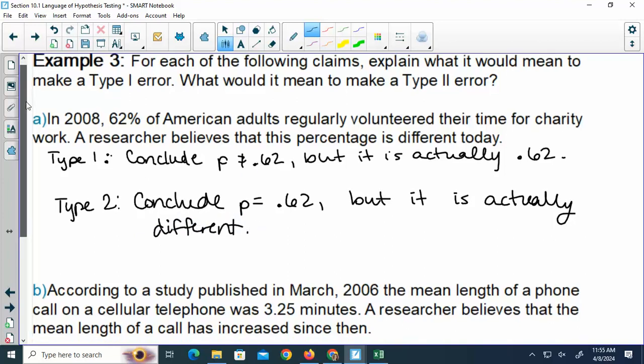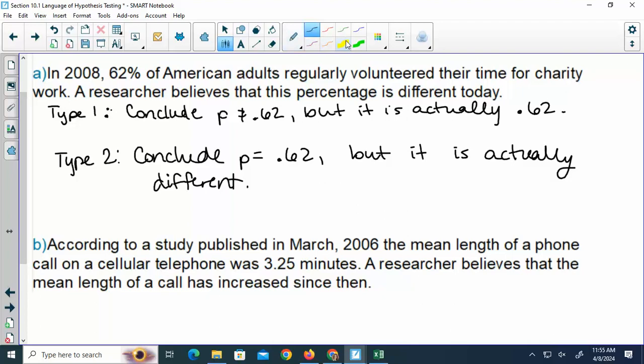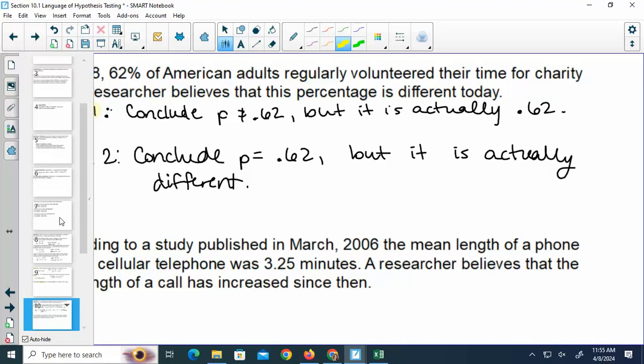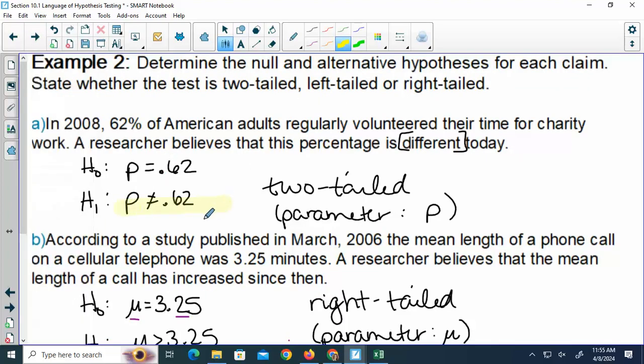Okay, it seems like people really struggle with keeping these straight. So in both of them, they're an error. You did the wrong one. So just remember, in type 1, you are concluding your H sub 1. So type 1, we concluded this, but it was a mistake. So type 2 is the opposite.